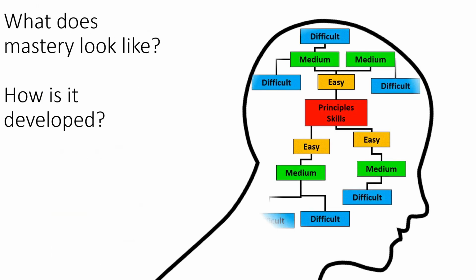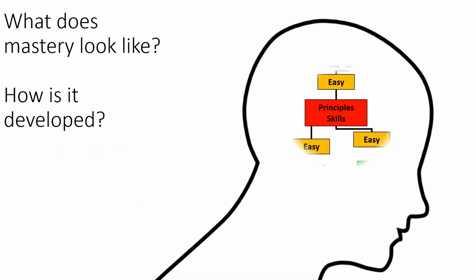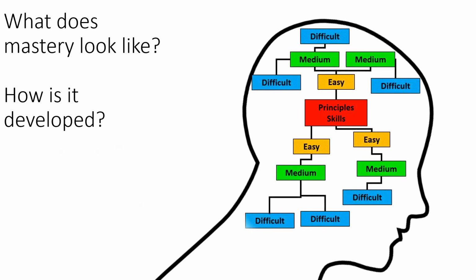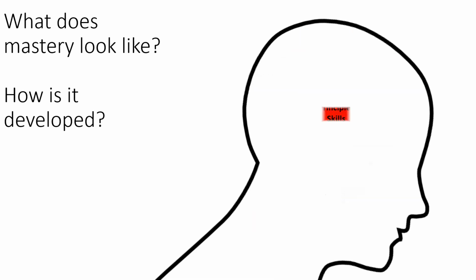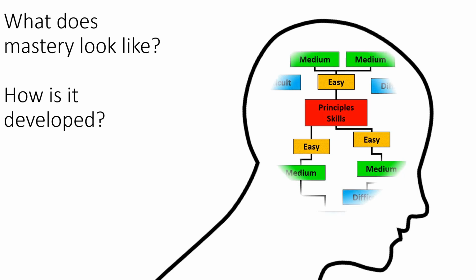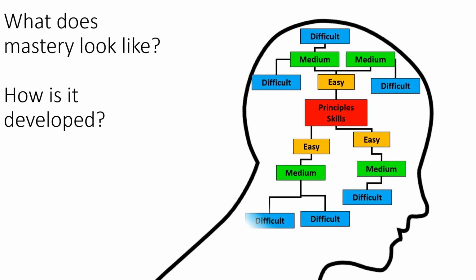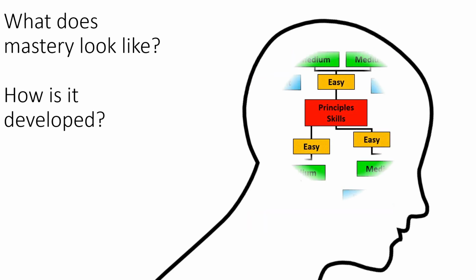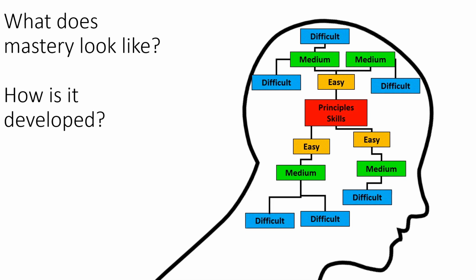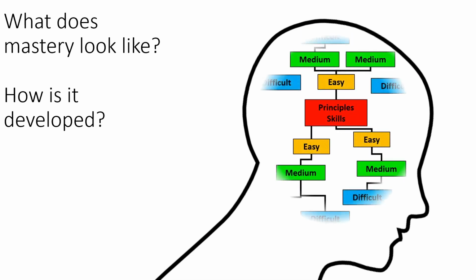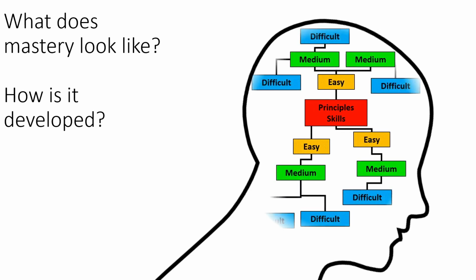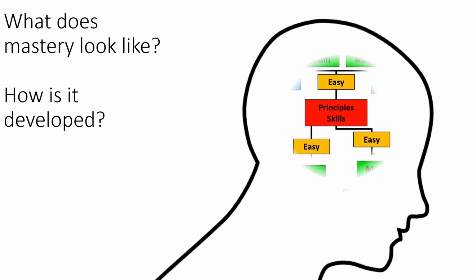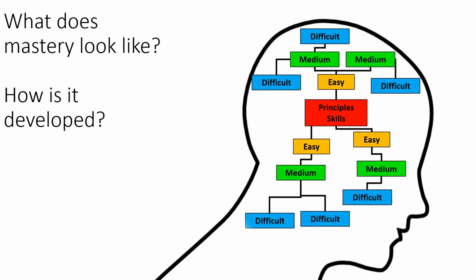So what does mastery look like? We want to achieve a kind of thinking mastery that allows us to score well and do well in the exams. And how is it developed? If you look at the model of the mind on the right-hand side that achieves a high level of mastery, the mind first begins with principles and skills. Then it emanates into a progression of easy to medium to difficult problems. Right? So there's this foundation of principles and skills, and then a progression through increasingly difficult problems.